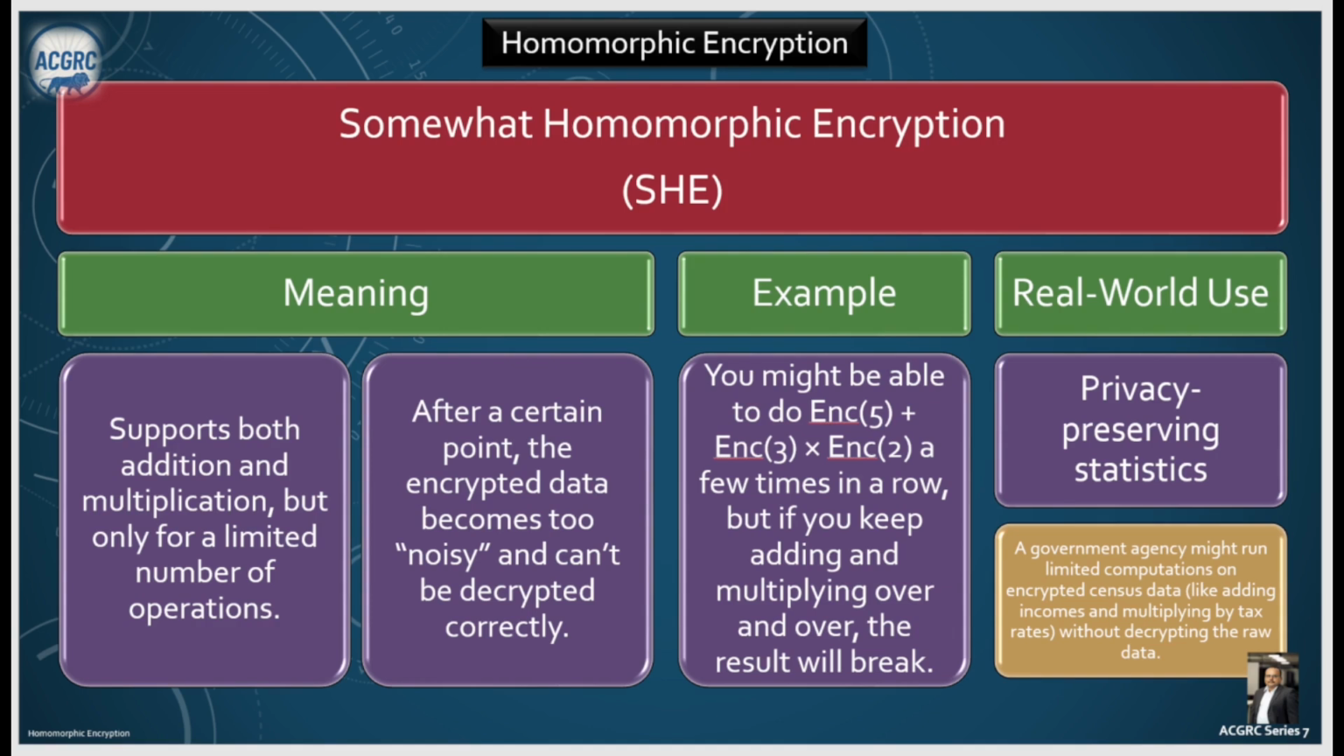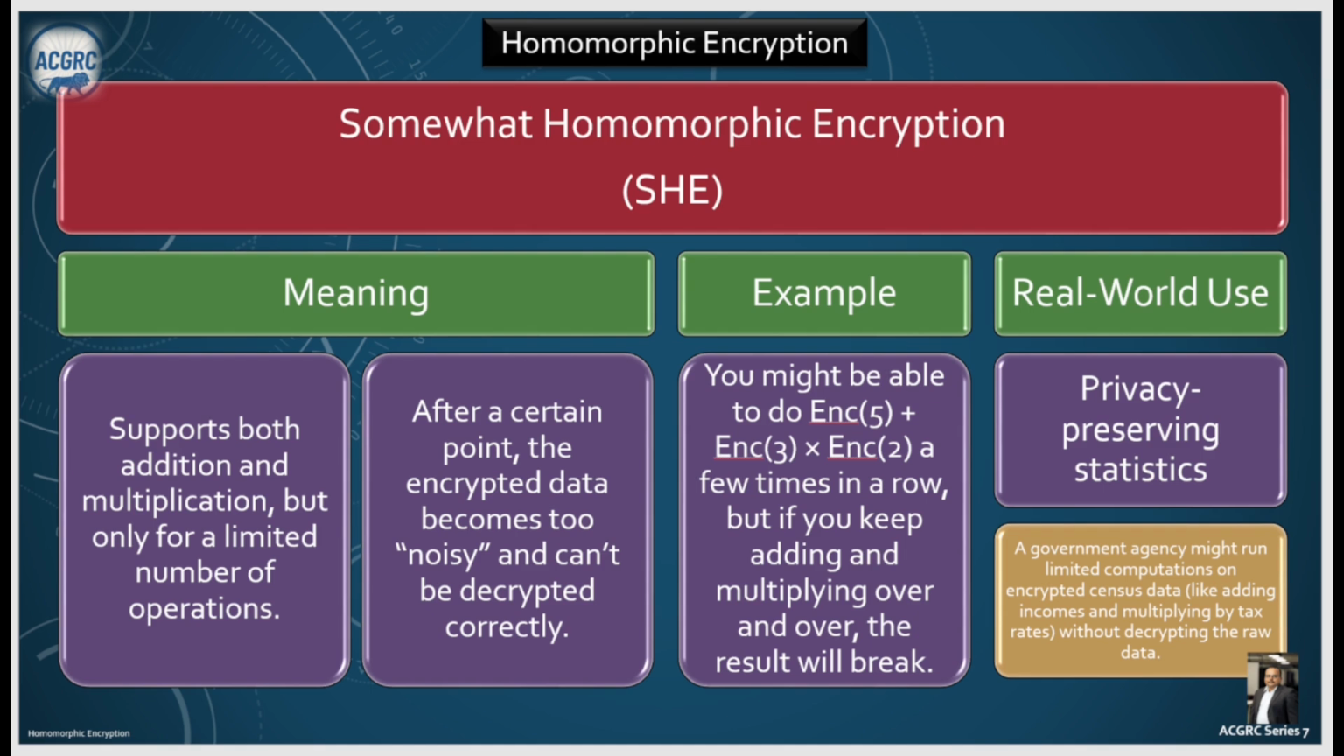Let's look at somewhat homomorphic encryption, or SHE, meaning it supports both addition and multiplication, but only for a limited number of operations. After a certain point, the encrypted data becomes too noisy and can't be decrypted correctly. Example, you might be able to do encryption 5 plus encryption 3 into encryption 2, that a few times in a row. But if you keep adding and multiplying over and over, the result will break, it will get corrupted.